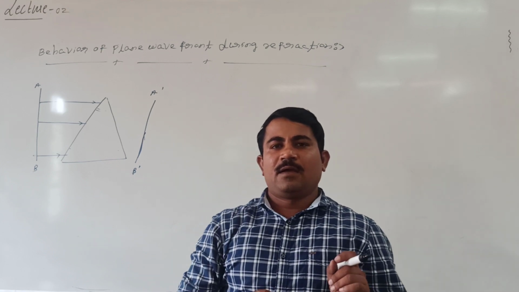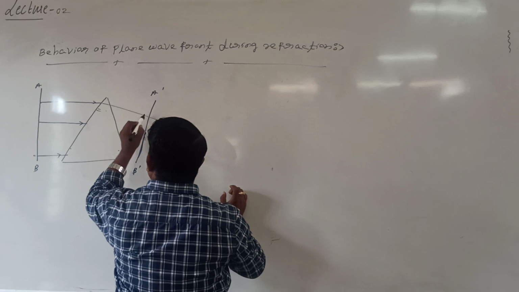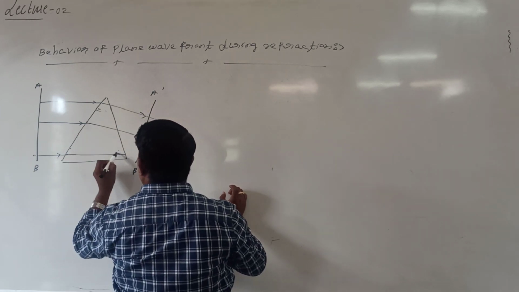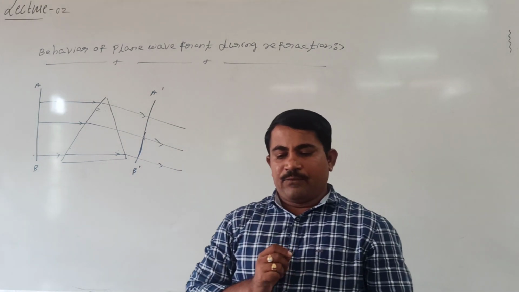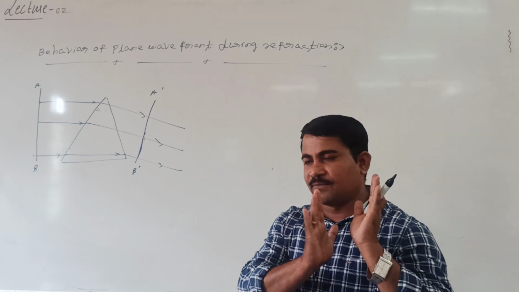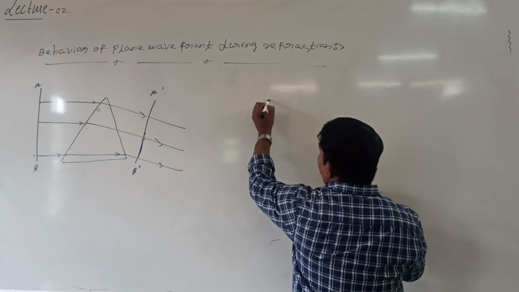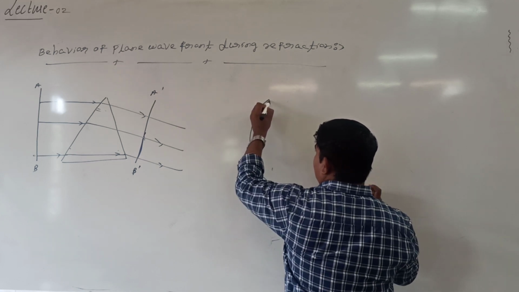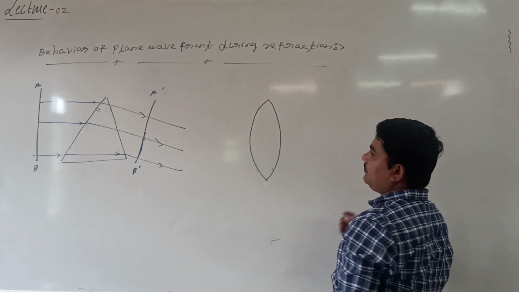Similarly, now let us see how the refraction of light takes place. Like this, there is refraction of the light. Now similarly, when a plane wavefront is incident on a convex lens, we'll see how it gets refracted. I can take this as a double convex lens.